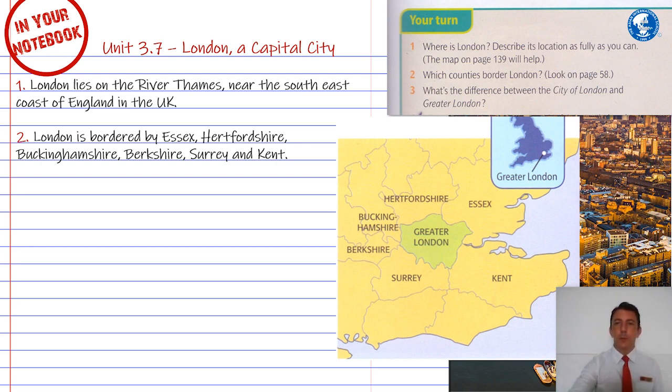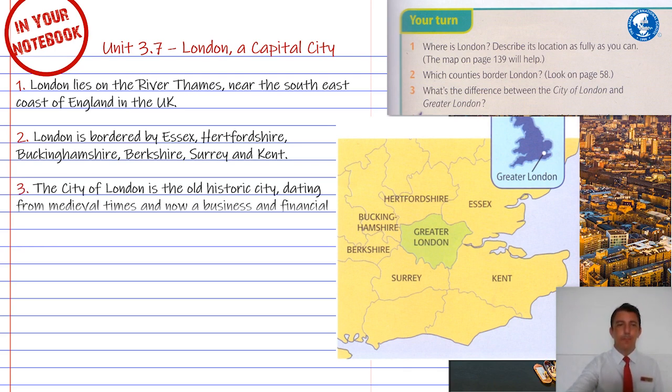And what's the difference between the City of London and Greater London? The City of London is the old historic city, dating from the medieval times, and it's now a business and financial centre. So it's the centre of London. Greater London is the city plus 32 boroughs.